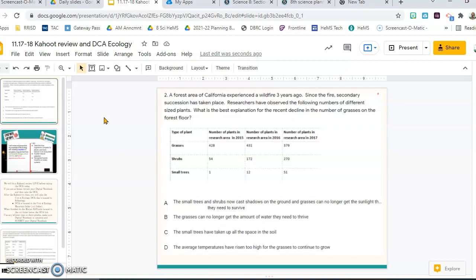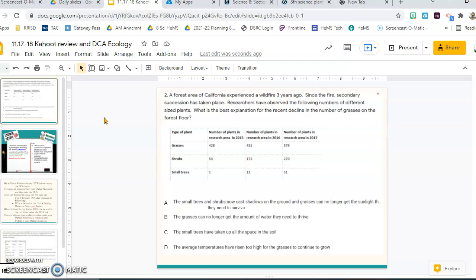A forest area in California experienced a wildfire 3 years ago. Since the fire, secondary succession has taken place. Researchers have observed the following number of different sized plants. What is the best explanation for the recent decline in the number of grasses on the forest floor?